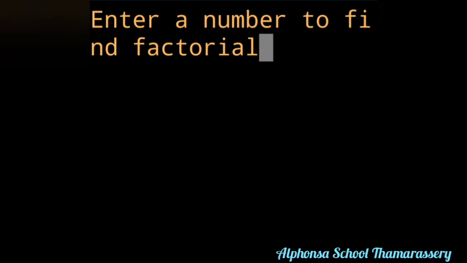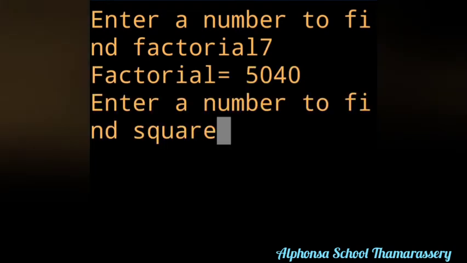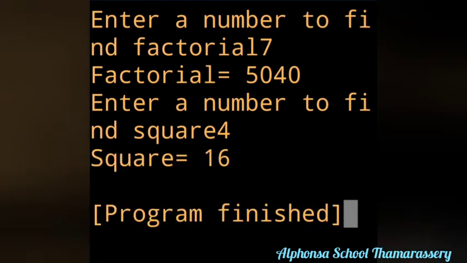Enter the number to find the factorial. Here I am entering a number. To find out the factorial, I specify 7. It prints the factorial of 7. Then enter a number to find the square. So I am giving 4. So it prints the square.